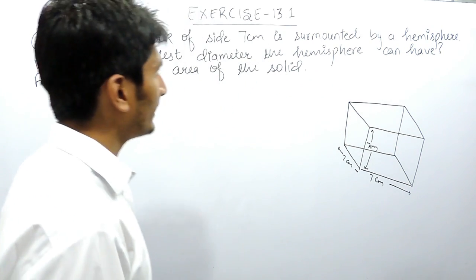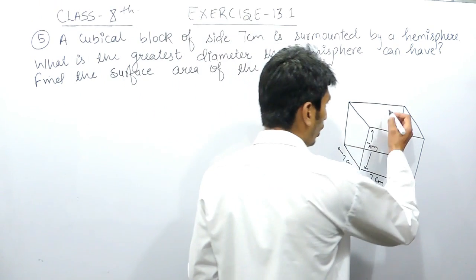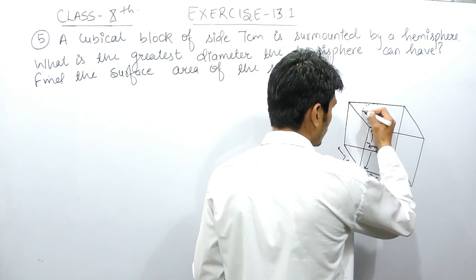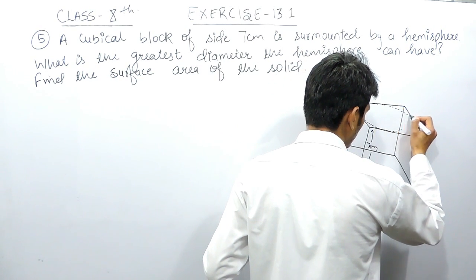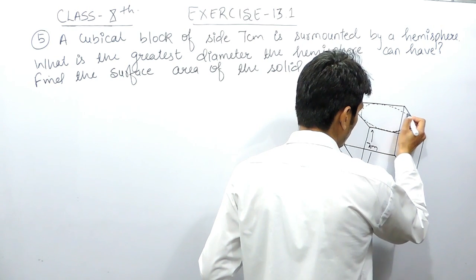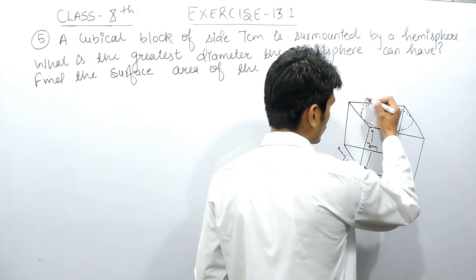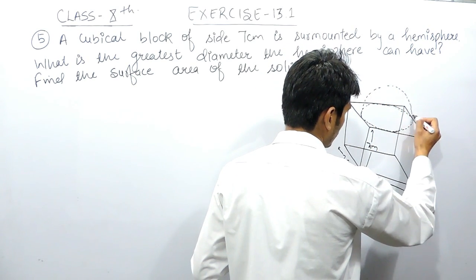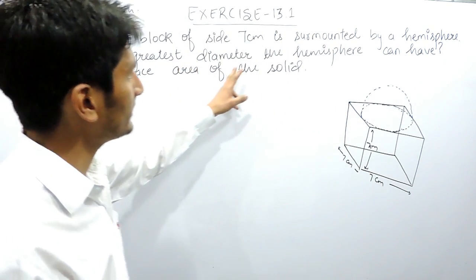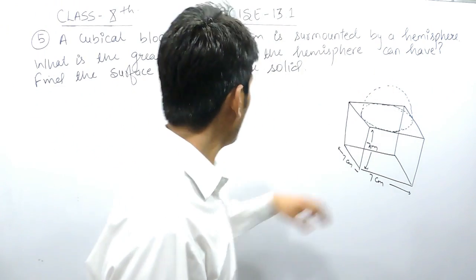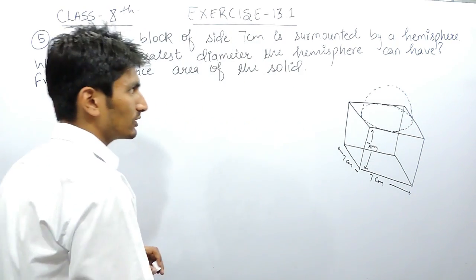Okay, and it is given that this cube is surmounted by a hemisphere, meaning on the top of this cube a hemisphere is placed, and the hemisphere must look like this. First of all you have to find the greatest diameter the hemisphere can have, and in the second case you have to find the total surface area of this solid figure.